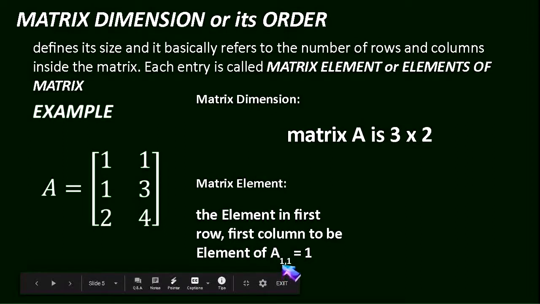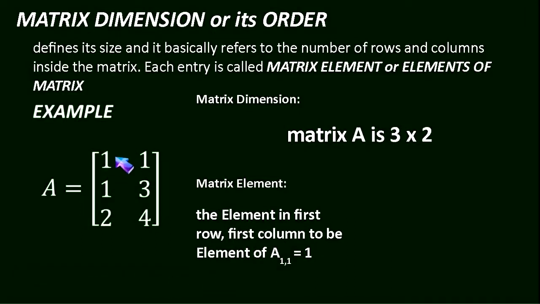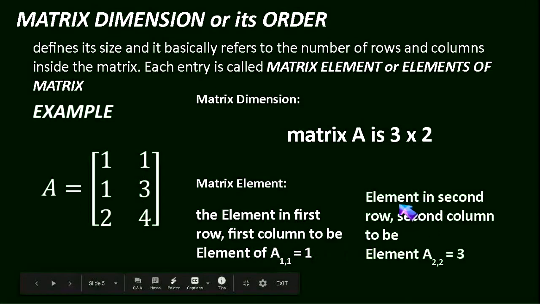So, first row, first column, that is 1. That's our matrix element at 1, 1. The element in the second row, second column, A22, is equal to 3.